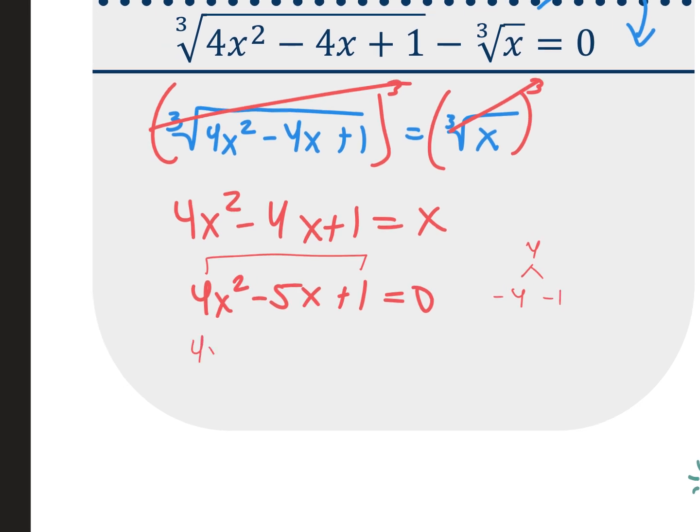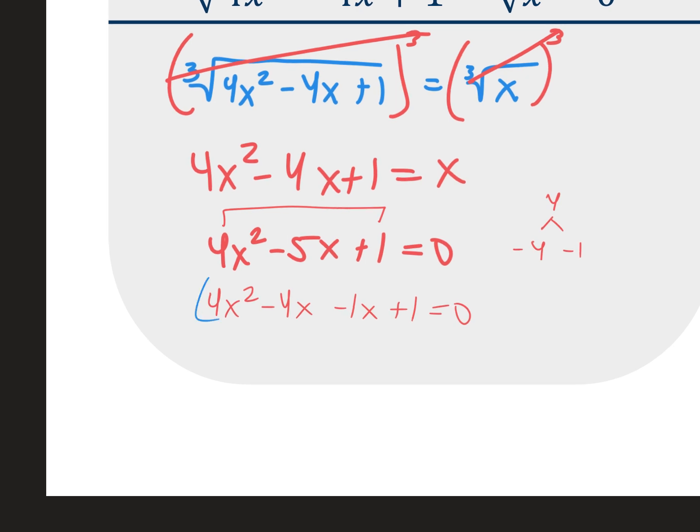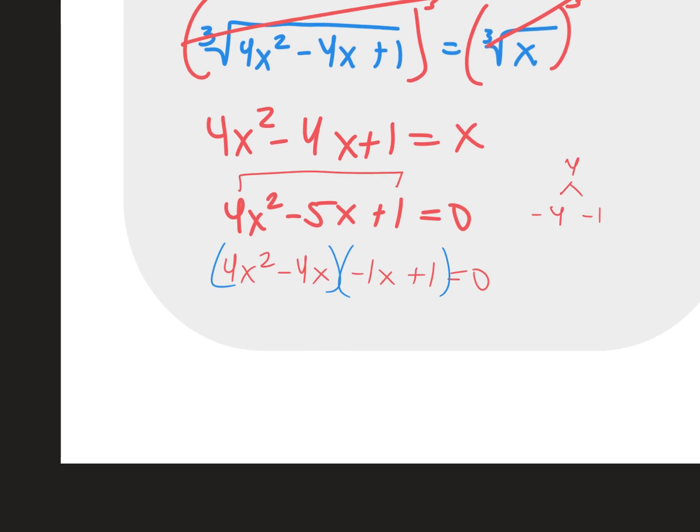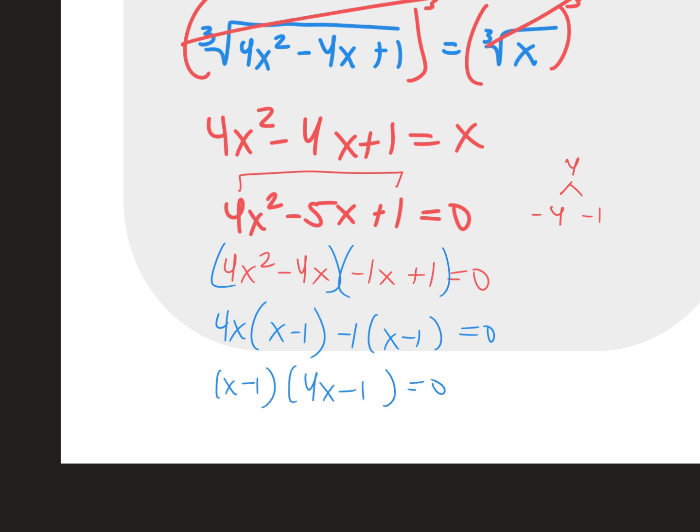Okay. So I'm going to say 4x squared minus 4x minus 1x plus 1 equals 0. You could do it the shortcut way too if you want. So group the first 2 and group the second 2. What can I take out of 4x squared minus 4x? A 4x, good. And you're left with x minus 1. What can I take out of negative 1x and a positive 1? Negative 1, I'm left with x minus 1. Good. So my 2 parentheses are x minus 1 and 4x minus 1 equals 0.